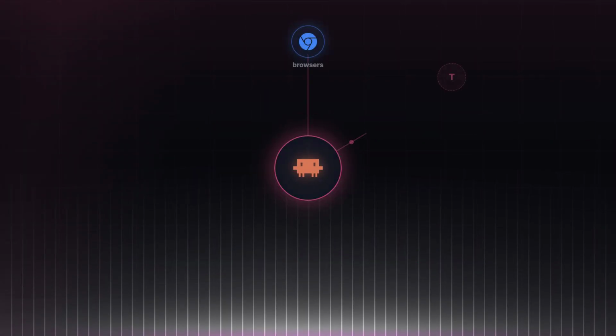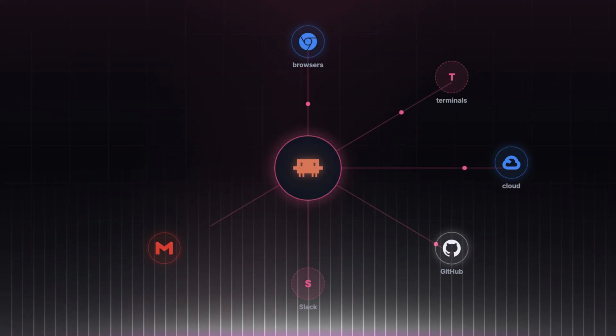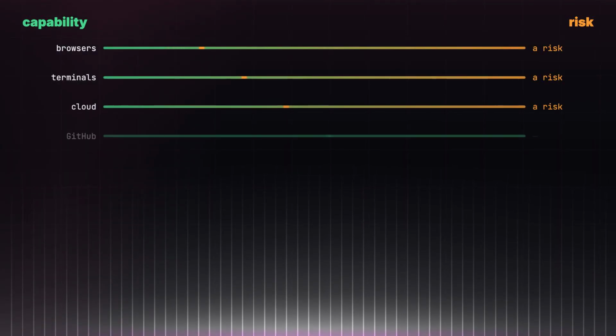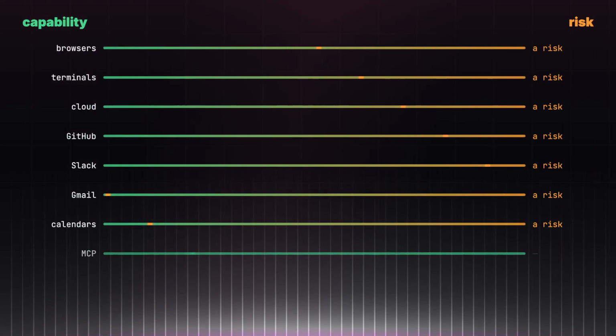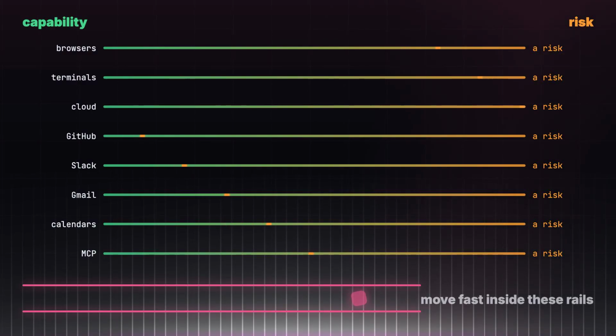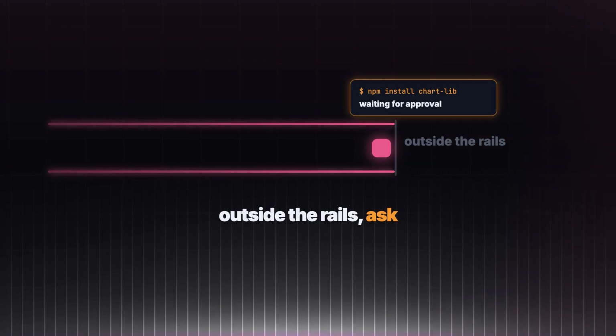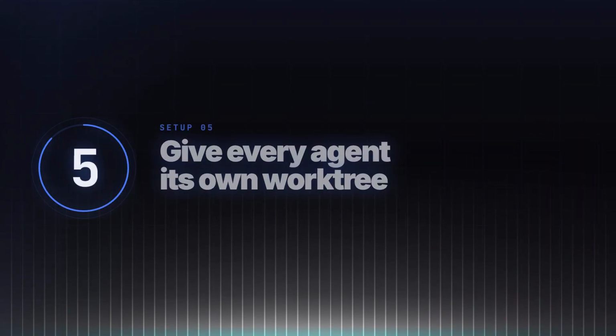This is especially important now that agents can connect to browsers, terminals, cloud environments, GitHub, Slack, Gmail, calendars, and MCP servers. Every connection is a capability. Every capability is a risk. The command lock setup says you can move fast inside these rails. Outside the rails, ask. That is how you keep the useful part of agent autonomy without pretending nothing can go wrong.